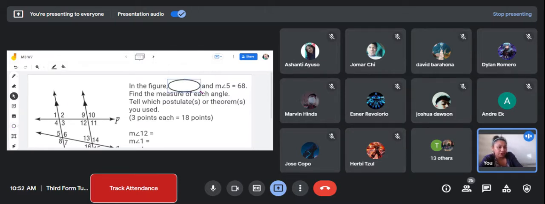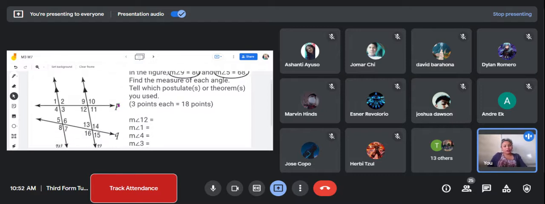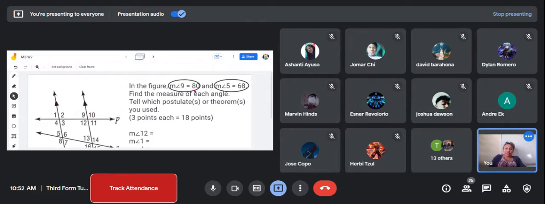This information and this information, that is what is useful to us. Now, if I take a look at my diagram, it says that the magnitude of angle 9 is 80. So that means this angle over here is going to be 80. And then it says that angle 5 over here is going to be 68.